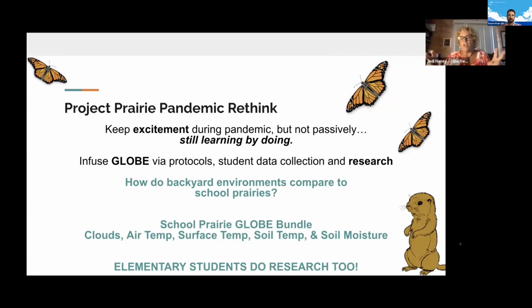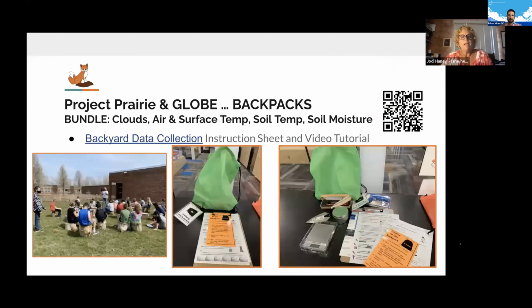We created our own little GLOBE bundle of these 5 protocol areas: clouds, air temperature, surface temperature, soil temperature, and soil moisture. We needed to be able to get the kids to take some equipment home, so we created some backpacks. That's what we predominantly used the money from YLACES for. Put in equipment so that the students can take those 5 measurements at home. But we first taught them how to do that at school.